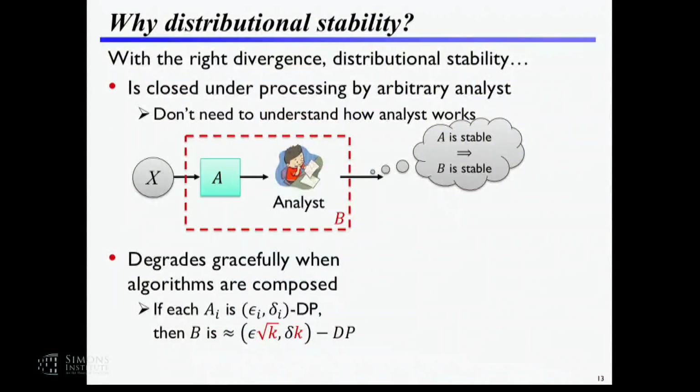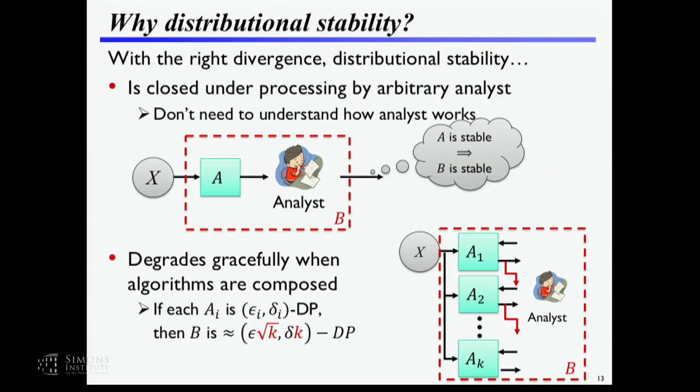And the other point that Aaron mentioned is that these notions of distributional stability tend to degrade gracefully when algorithms are composed in sequence. Okay? So for example, if I've got an analyst that is calling a sequence of adaptively chosen algorithms, so at each stage the analyst chooses the algorithm that'll be run, then sees its output, then chooses the next algorithm to run, and so forth.